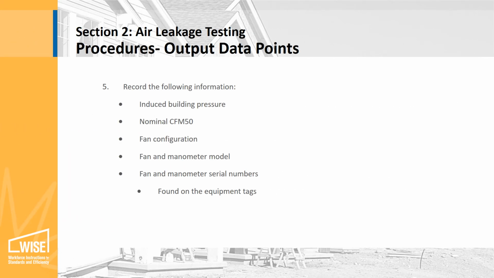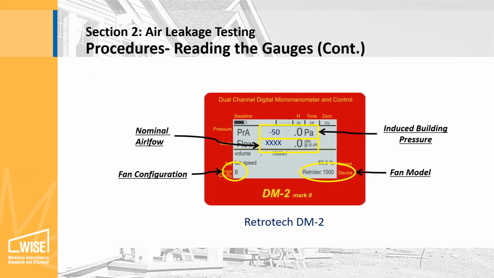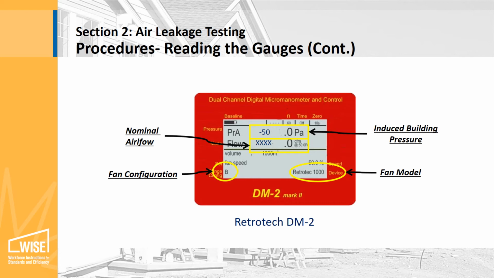Then record the following information: induced building pressure, nominal CFM 50, fan configuration, and fan and manometer model and serial numbers, which can be found on the equipment tags. This is where those data points are located on the DG700, and here is where the data points are located on the DM2.